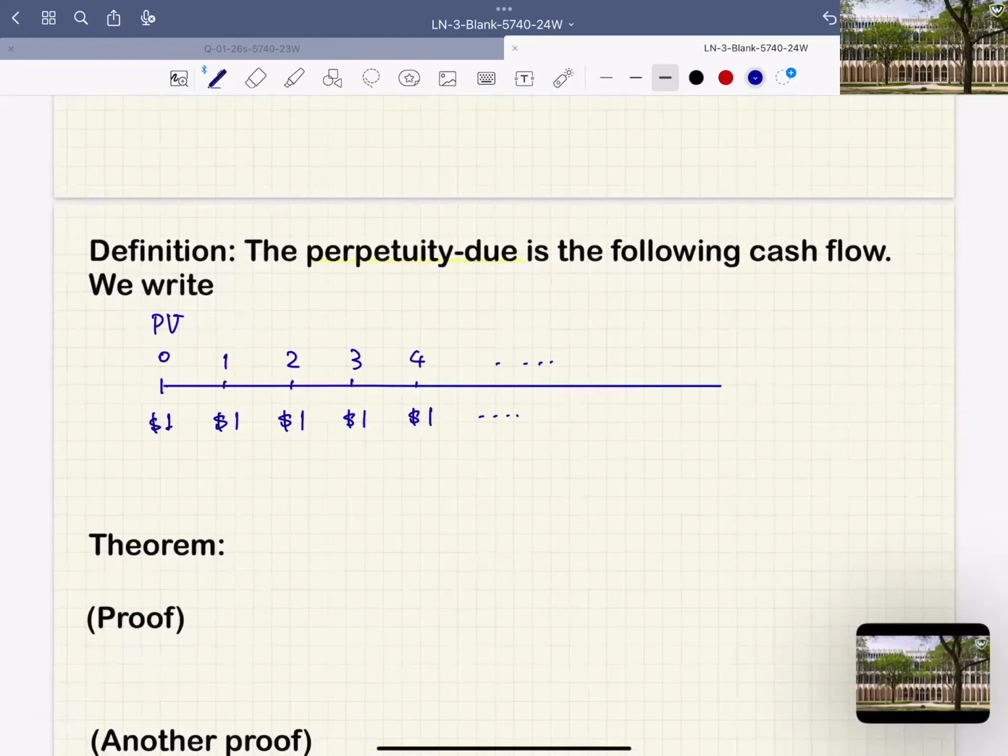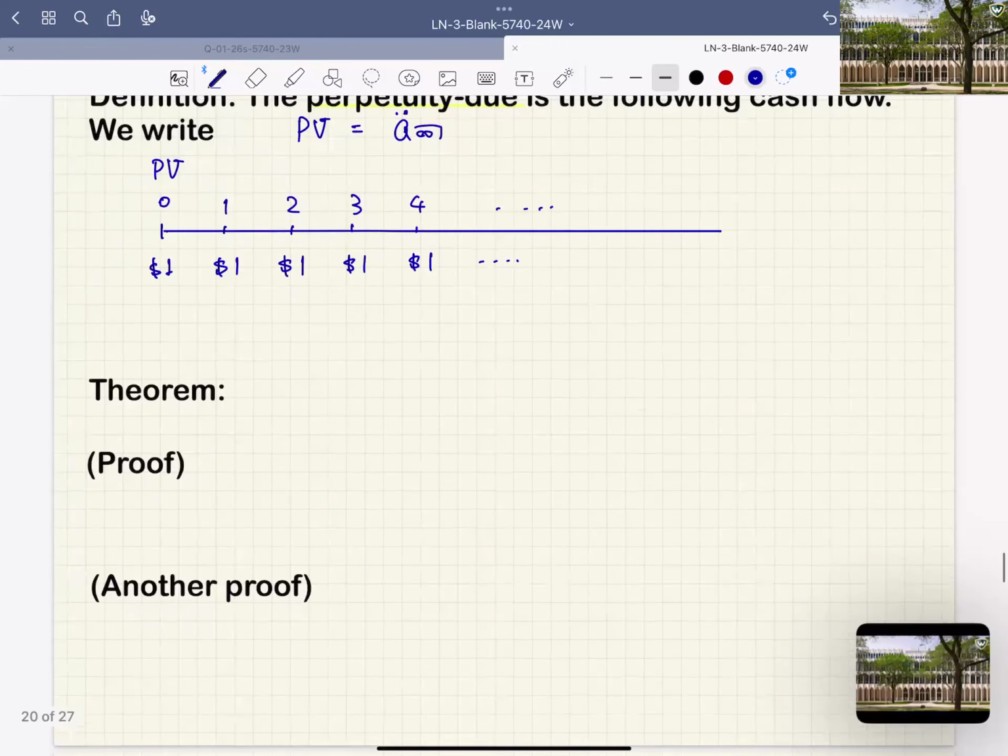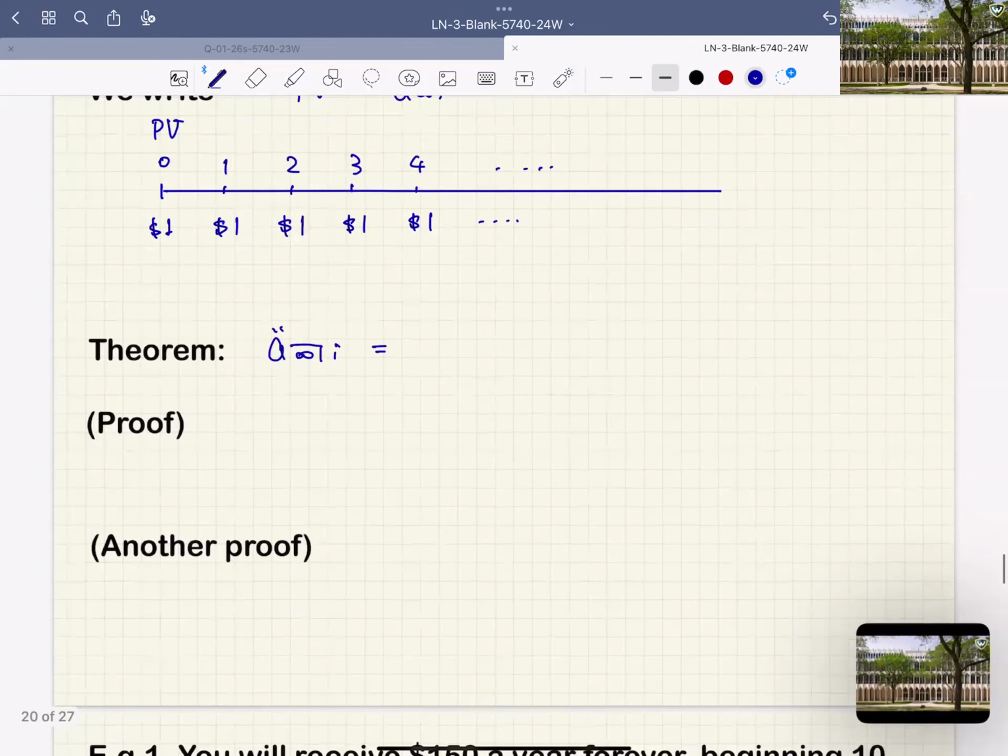And we write in a similar notation. So the present value is denoted by a double dot angle infinity. And the theorem: a double dot angle infinity at i is equal to 1 over d. 1 over d is actually 1 over i over 1 plus i, and this is (1 plus i) over i. So that is 1 plus 1 over i.